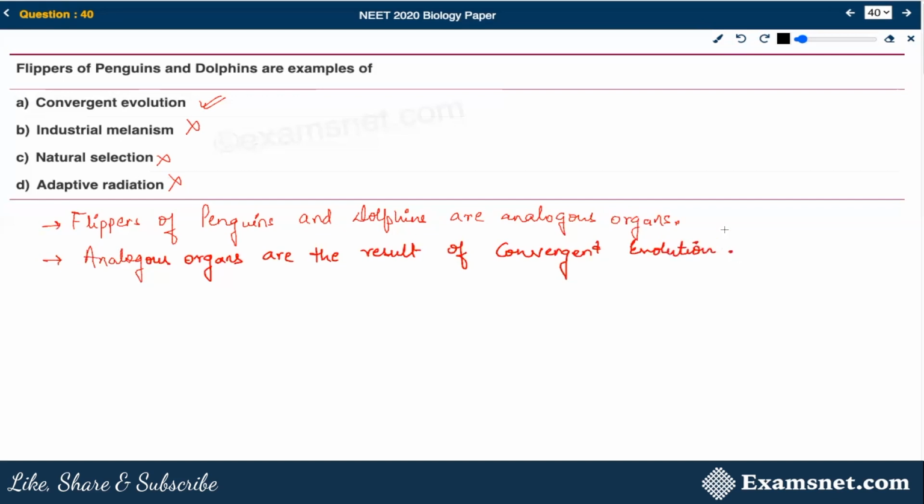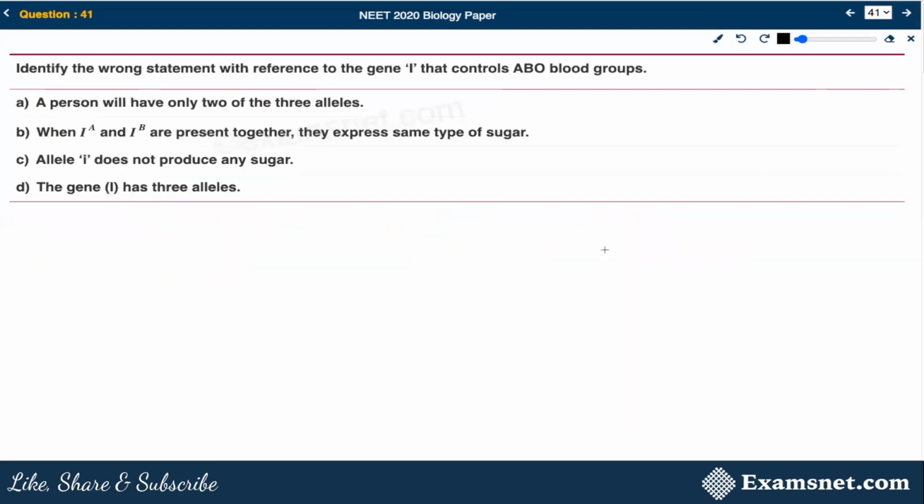All right. So the correct answer will be option A, which you can see over here. Now moving on to the next question, which is question number 41.